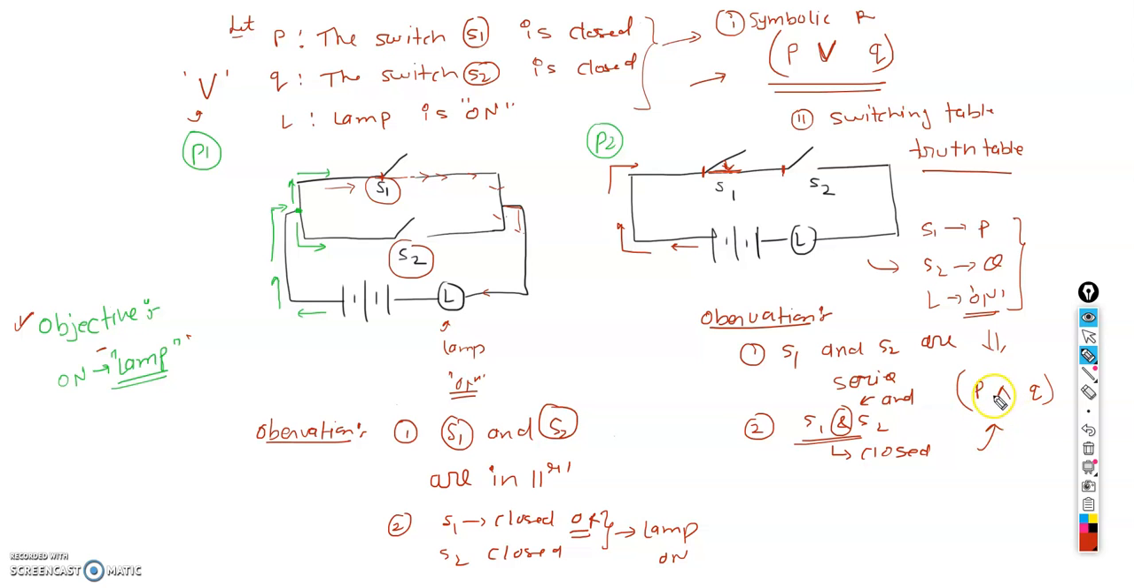So when we get the symbolic representation, after that we can construct the switching table. It's the same as the truth table, as we have seen earlier. If you have any doubt, you can watch my video, so you will get a better idea of how we can construct the truth table. This is just a simple example to demonstrate what a logical circuit is and what the objective of a logical circuit is.